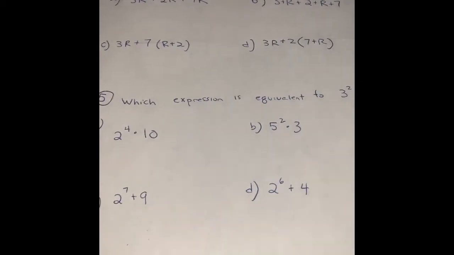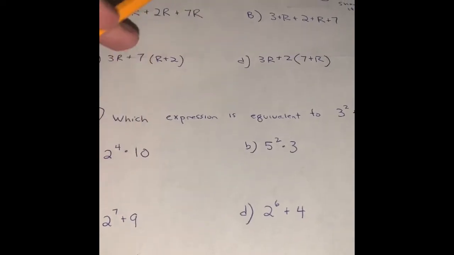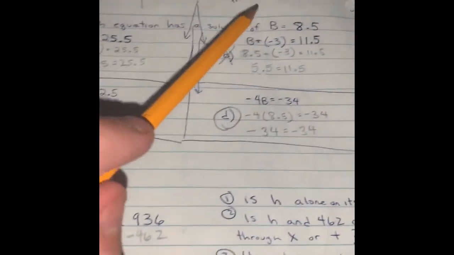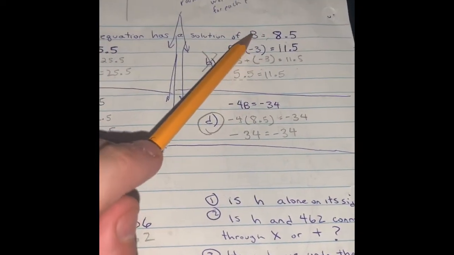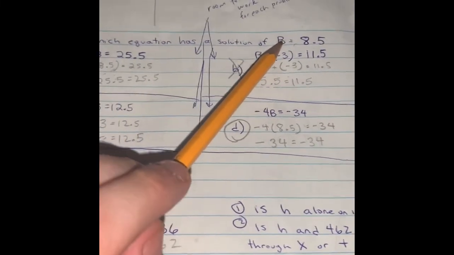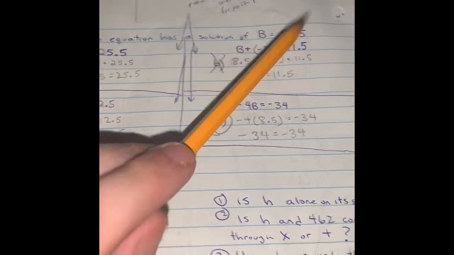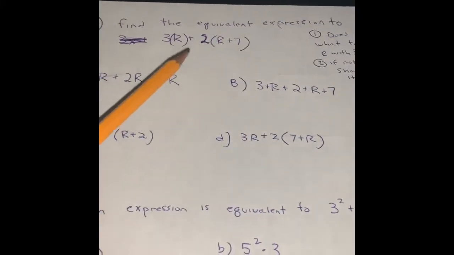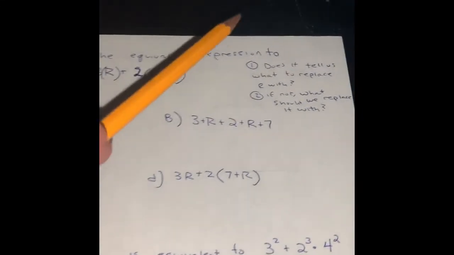On number 4, we're finding equivalent expressions. What we're going to do is a little bit different from one of the earlier problems, number 2, where it told us what to replace the variable or the letter with. On number 2, it told us to replace B with 8.5. On number 4, it doesn't tell us what to replace R with. So this is what we're going to do.